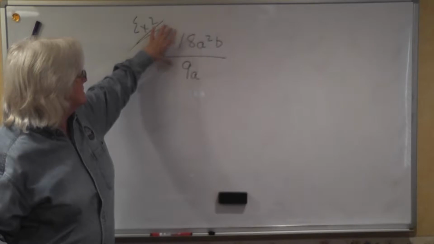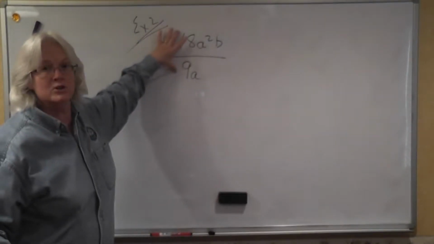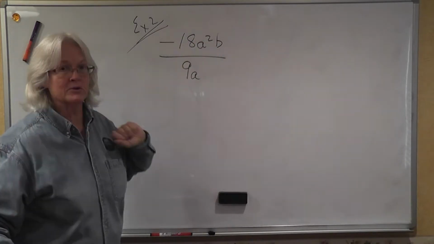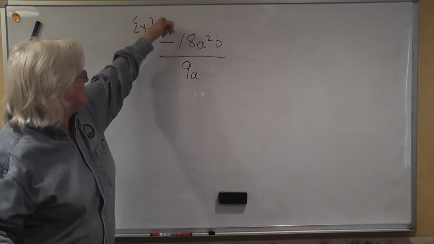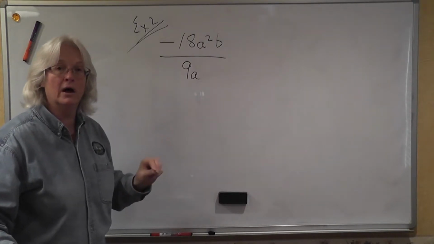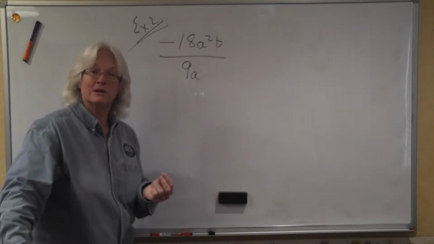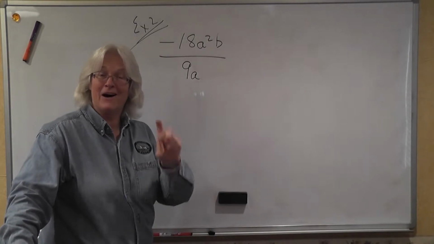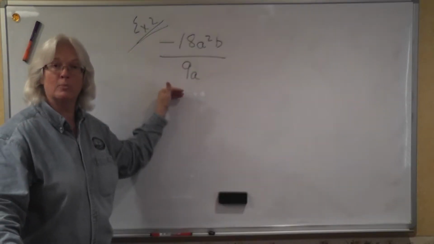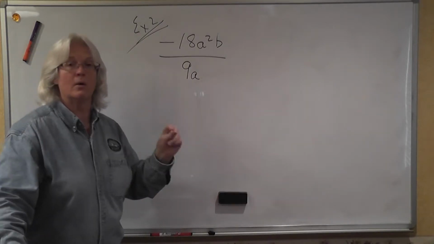Now, let's just look at this. We have coefficients that we're dividing, and we have variables that we're dividing. We have a negative 18 divided by a positive 9. What are our sign rules when we divide oppositely signed numbers? If you have a negative and a positive that are being divided, the answer is always negative.